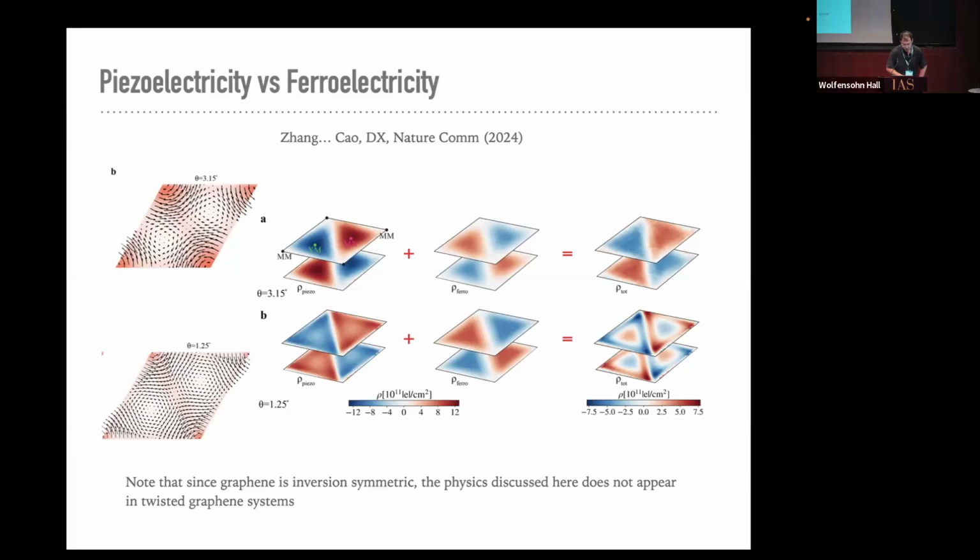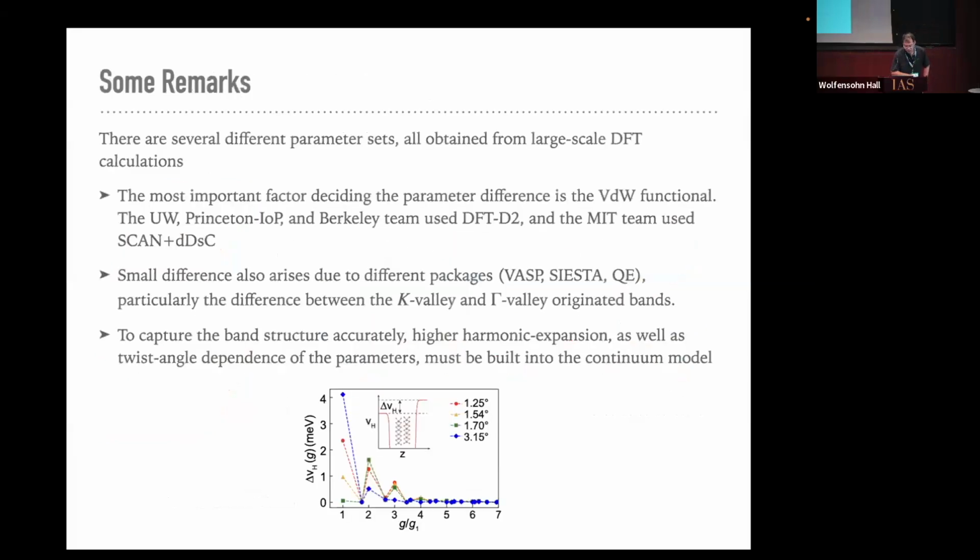Okay. So I also want to really emphasize that in a graphene system, because graphene is inversion symmetric, you don't have this effect. So when you model the twisted graphene system, we don't have to worry about this kind of long-range piezoelectric effect. But in TMD, not only do we have to, it's actually really crucial. It can flip the sign of the numbers. Okay, so that's sort of the main story.